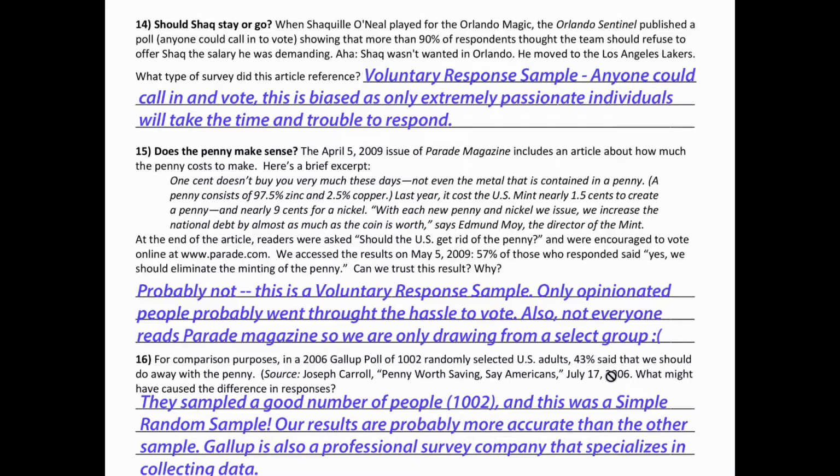The other thing that it did well is that it was a simple random sample. So the results are probably more accurate than the online poll that Parade magazine did. The other thing that we'll continue to talk about is Gallup. Gallup is one of the few professional companies that goes around and collects data. So they specialize in that process, and they run all sorts of polls and find information for different companies or different groups or different people. So I think I would trust those results overall a little bit more than the Parade magazine results.